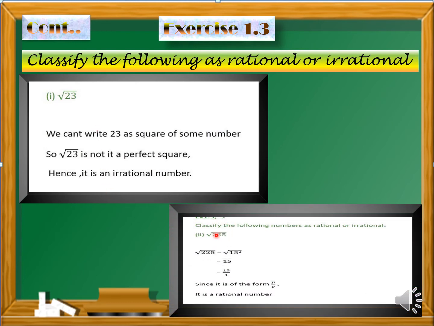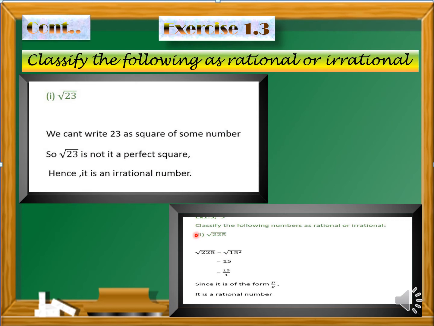See here, the second one: classify the following numbers as rational or irrational. Second subdivision, root 225. Here root 225 is a perfect square, unlike the previous one. So let's see why. 15 into 15 gives 225. So 15 squared is equal to 225.